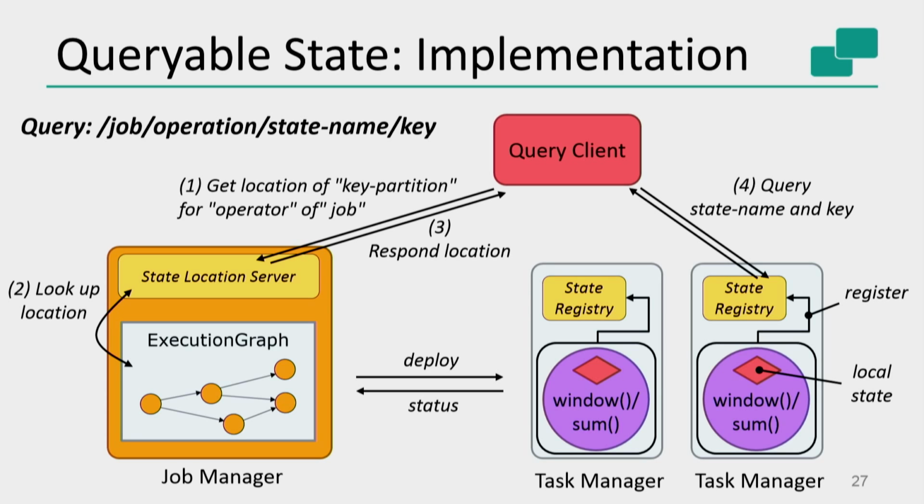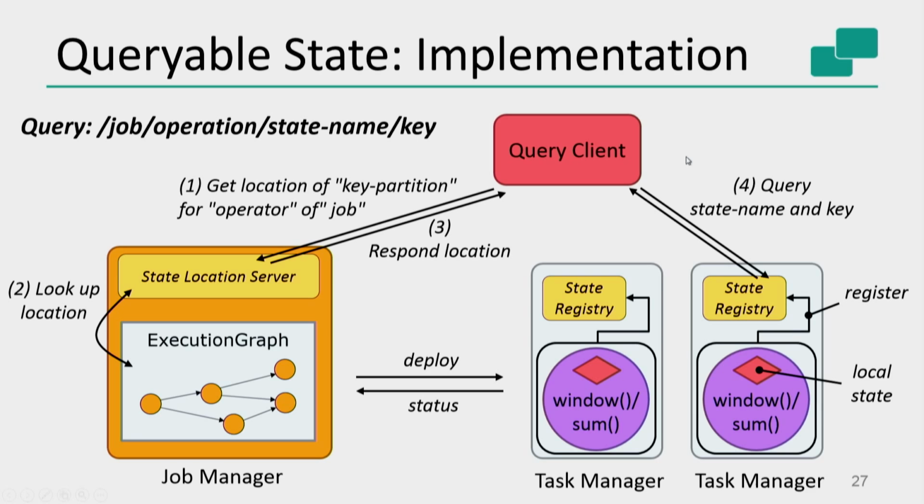And the first thing that it would do is send a lookup to the state location server, which would look into the execution graph, which is integrated with the scheduler and is aware of where this thing is executed right now. It would tell the query client where to find it, and then this would look at the state registry where operators register all the local state that they have and that they want to expose, and the query client would just pick it up from there.